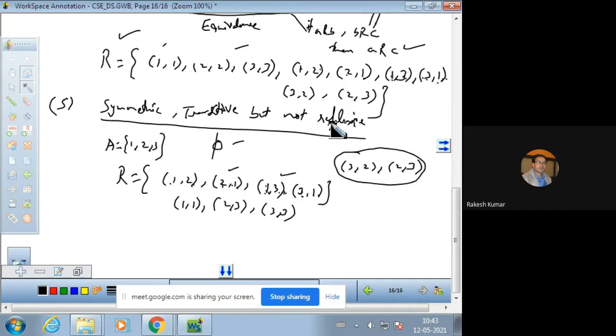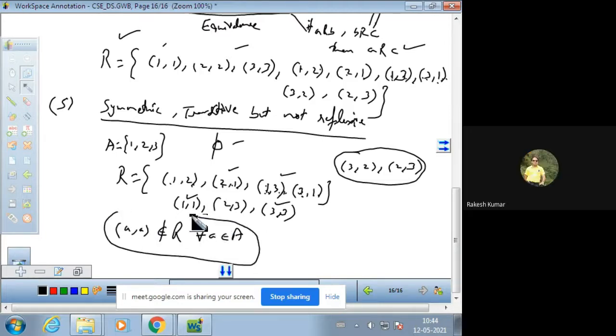Now let us come to reflexive. Why it is not reflexive? इसमें (1,1) है, (3,3) है, लेकिन (2,2) नहीं है. So because (a,a) is not belonging to R for all a belonging to the set A. That is why this set of relation is not a reflexive relation.